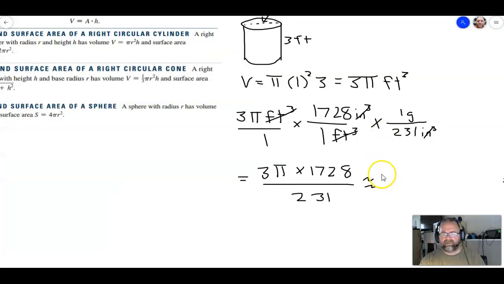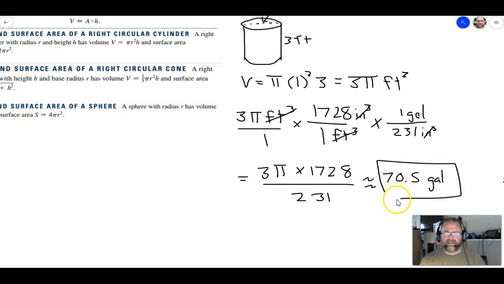So approximately 70.5, and I think they use GAL instead of just G, but it doesn't matter for this. So this would be my final answer. So there's approximately 70.5 gallons of concentrate in this barrel.